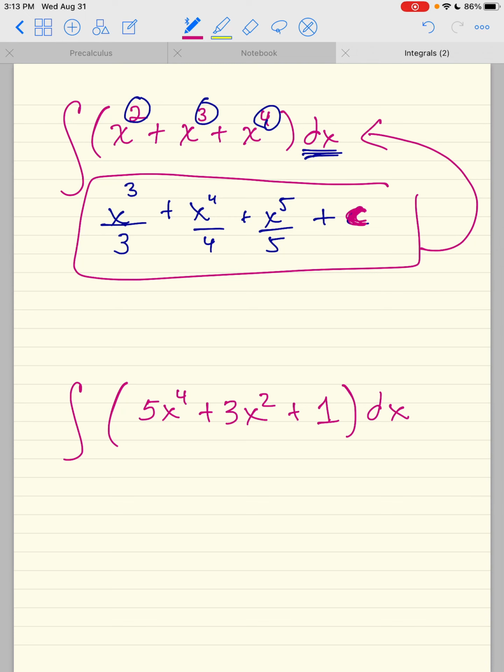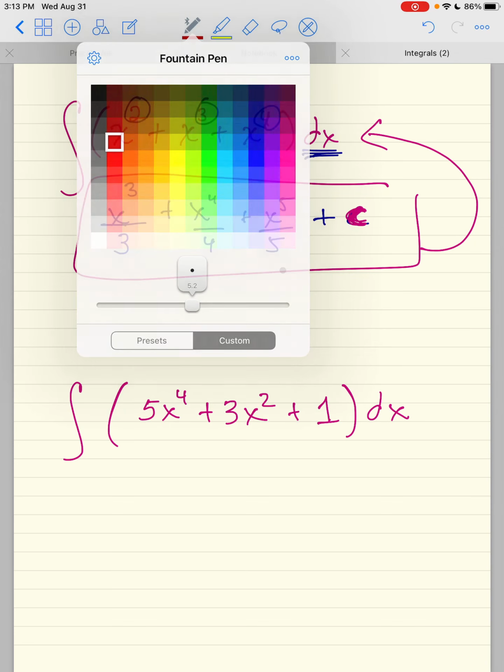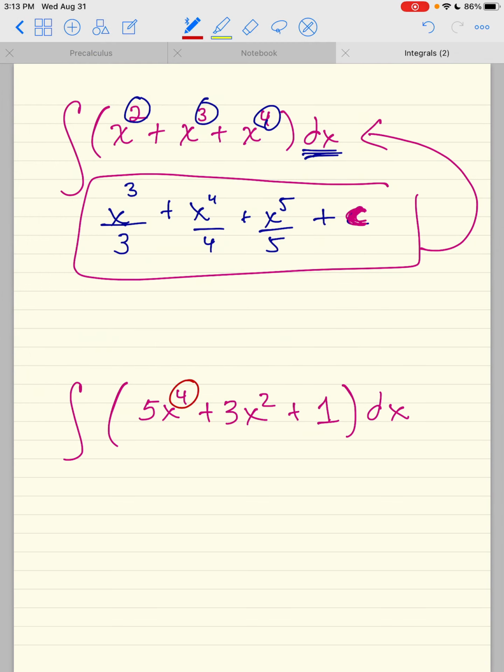Okay, let's try another one. Let me change this color. What we're going to do is take this exponent. We're going to leave the 5 to the side. Okay, we're going to add 1 and then divide. We're going to leave this 3, the coefficient, to the side. We're going to add 1 and then divide.